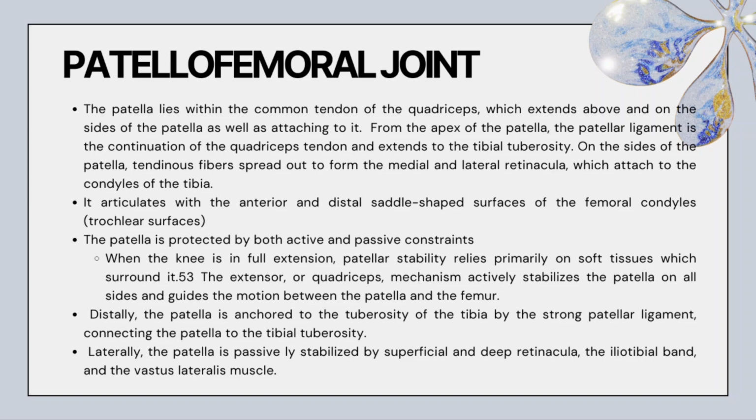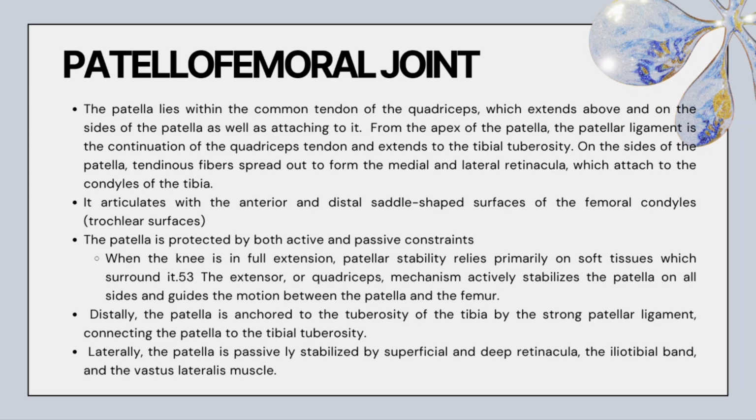On the sides of the patella, tendinous fibers spread out to form the medial and lateral retinacula, which attach to the condyles of the tibia. It articulates with the anterior and distal saddle-shaped surfaces of the femoral condyles, or the trochlear surface. So the patella is a sesamoid bone, which is a bone embedded within a tendon or a muscle. The patella is protected by both active and passive constraint. Even though there is not much of a stable joint attached to the patella, it is protected by both active and passive constraint.